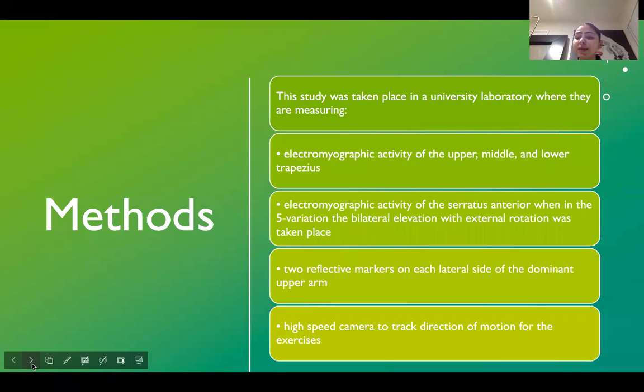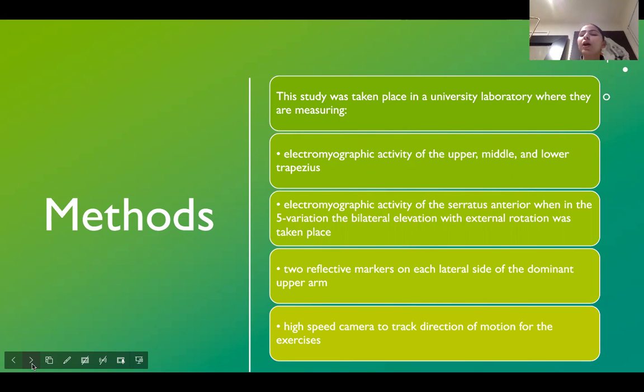So, what are some of the methods that were being conducted throughout the study? So, these use electromyographic activity of the middle, upper, as well as the lower trapezius. The electromyographic activity of the serratus anterior was also used, but this was only done in the variation where the bilateral elevation with external rotation was being conducted.